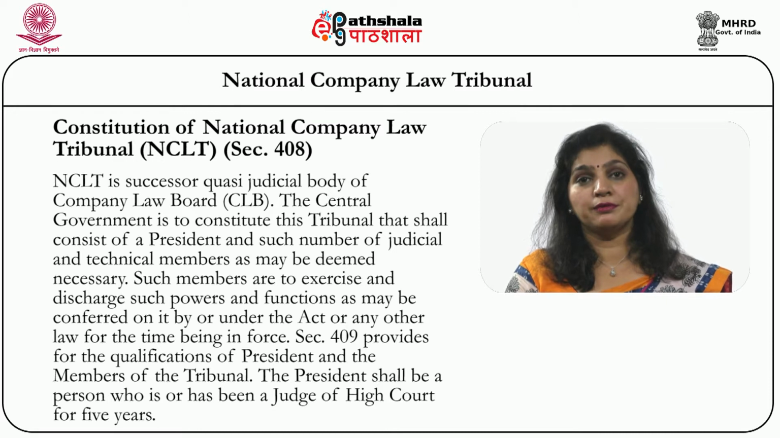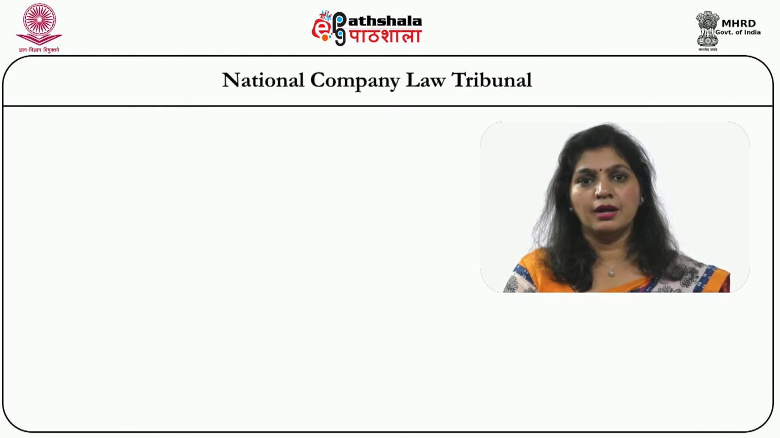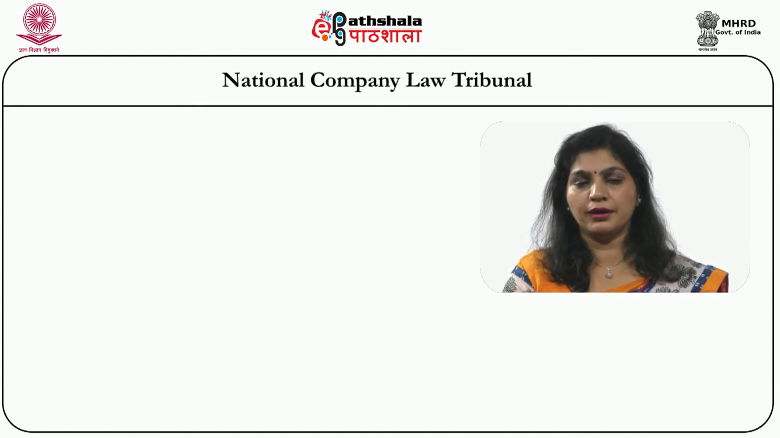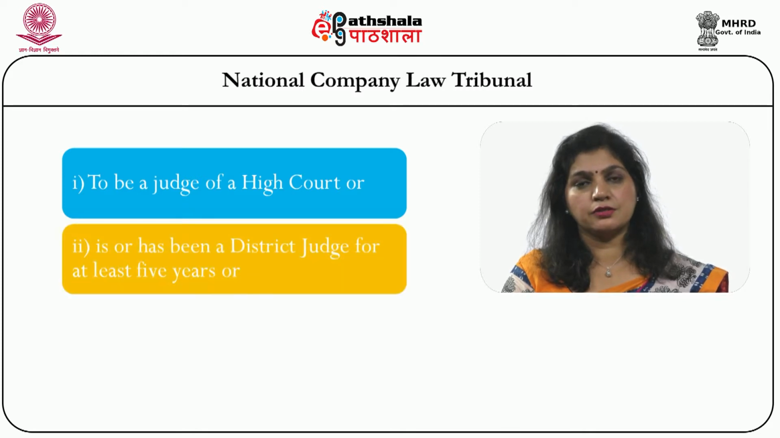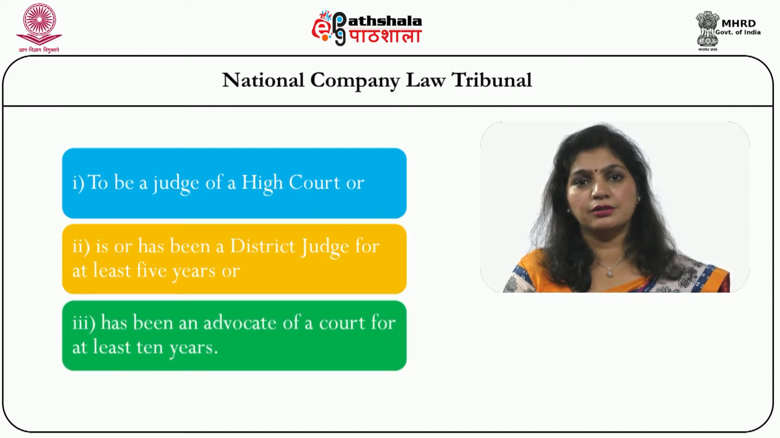Section 409 provides for the qualifications of the President and the members of the Tribunal. The President shall be a person who is or has been a judge of the High Court for 5 years. To qualify for appointment as a judicial member, a person shall satisfy any of the following: can be a judge of a High Court, or is or has been a district judge for at least 5 years, or has been an advocate of a court for at least 10 years.